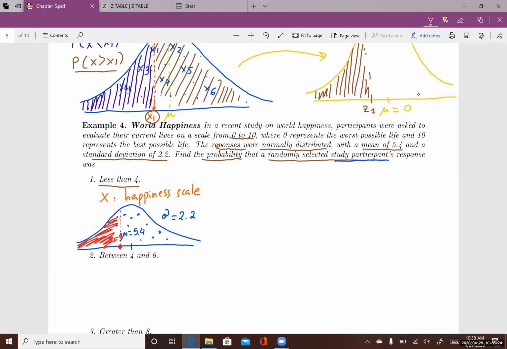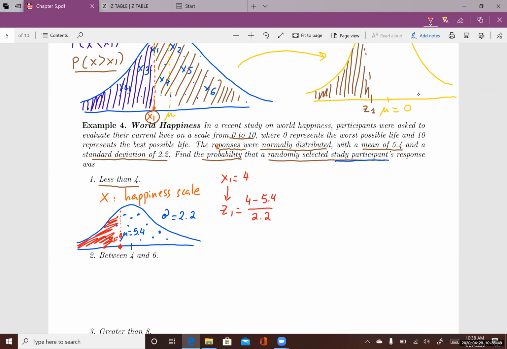So in this area, you know that x1 is 4. Let's call it x1 equals 4. Then from x1, again, in order to find the probability, you need to find the z score. And z equals x minus mu, right? Divided by the standard deviation.